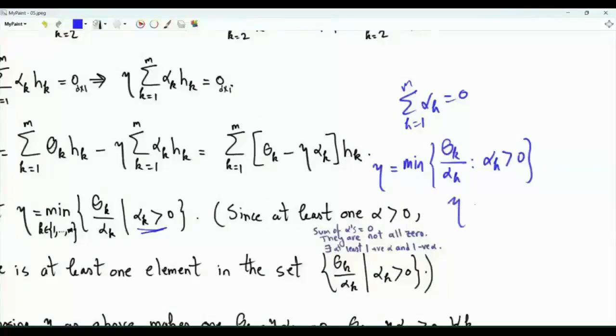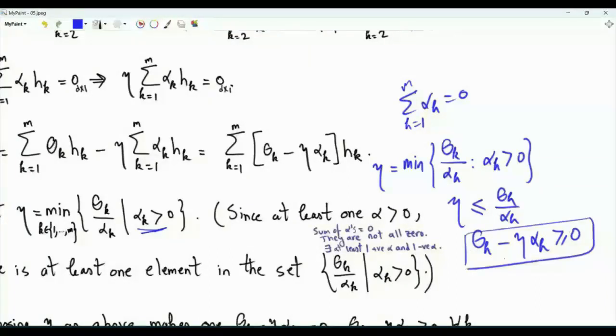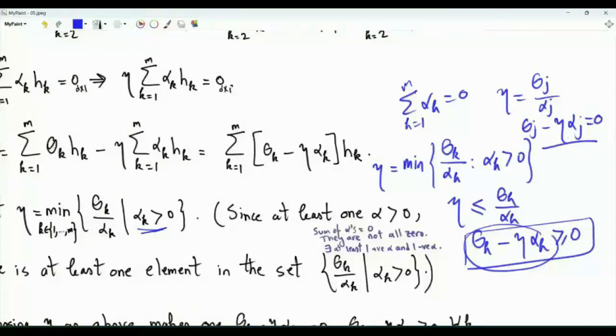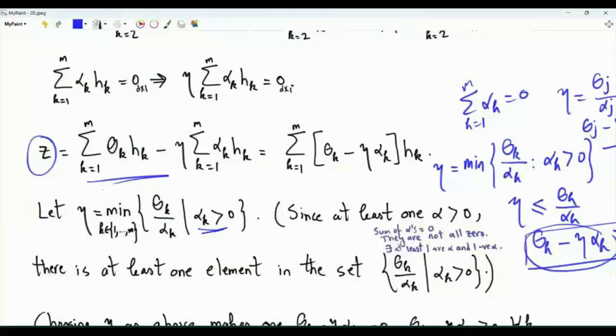If eta is given as such, then eta is less than or equal to theta k over alpha k. Alpha k is positive, so we can multiply both sides by alpha k, and we get that theta k minus eta alpha k is greater than or equal to 0. This choice will make this true, and we get new coefficients. All of them are non-negative. But note that we choose eta to be exactly the minimum of theta k over alpha k. Suppose that the minimum occurs when k is equal to j. In this case, eta is equal to theta j over alpha j, and theta j minus eta alpha j is exactly equal to 0.